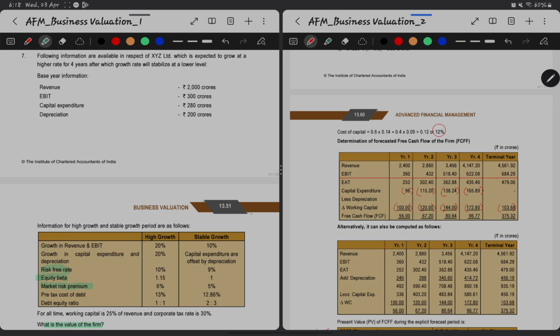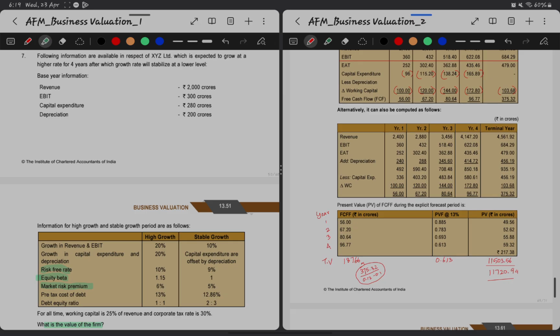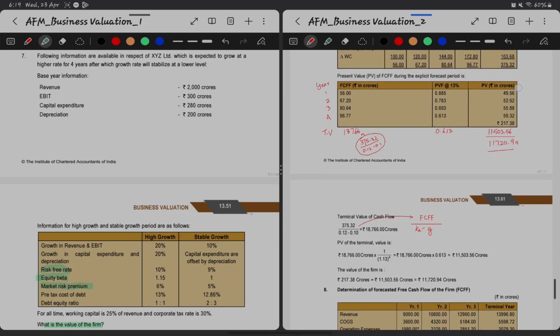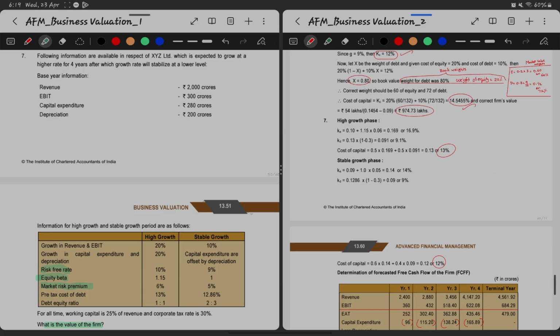First we'll find out the discount rate, because these free cash flows are in future terms. We have to discount them to bring them to present values. For the first 4 years it will be in high growth, so it will be discounted at the rate which we are going to find out now. When there was high growth, we have information of risk-free return, equity beta, and then risk premium. Using that we can find out the KE. So the KE is 16.9% in the case of high growth rate.